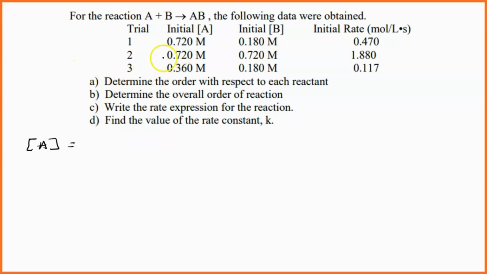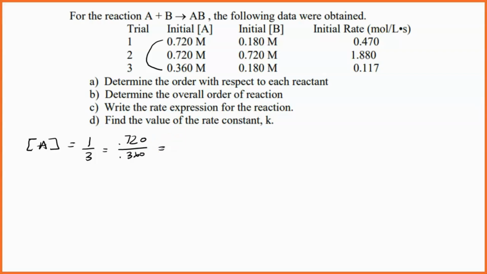So the only time that I see the concentration of A changing, or not the only time, I see it changing from 2 to 3, but B is also changing from 2 to 3. So from 1 to 3, it's changing, and B is staying the same. So those are the only ones we can compare for A. So I need to compare 1 and 3. I'm always going to put whichever one is the higher concentration on top. So I'll put 1 on the top divided by 3 on the bottom. So 0.720 divided by 0.360, which comes out to what?